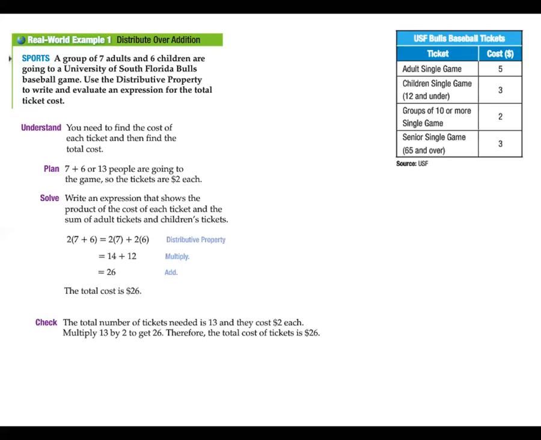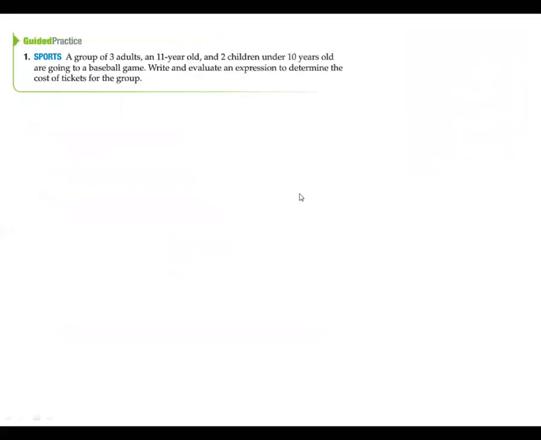Why didn't we use these other numbers? Well, that's because if you have 7 adults and 6 children, you have 10 or more people. And if you have 10 or more people, it doesn't matter if they're adults, children, or seniors. It's still going to be cheaper because it's only $2 per person. All right. Here's one for you to try. Go ahead and pause the video.